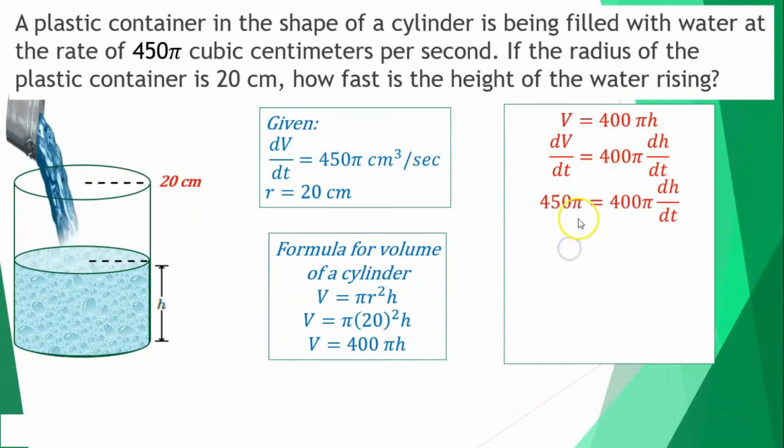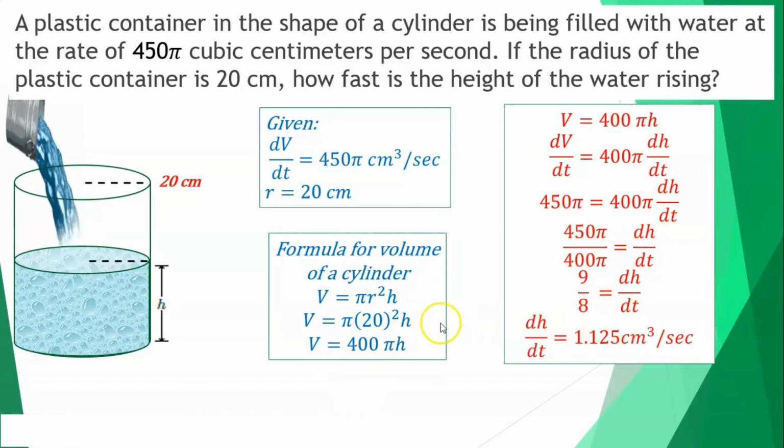So let's substitute here. dV/dt here is 450 pi. This is 400 pi dh/dt. Dividing both sides by 400 pi, we will end up with 9 over 8. Or the change in height with respect to time is approximately 1.1 centimeters per second. So that's how the water level rises.